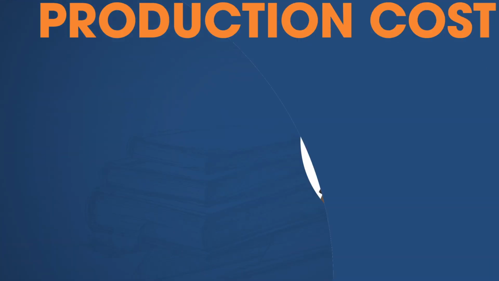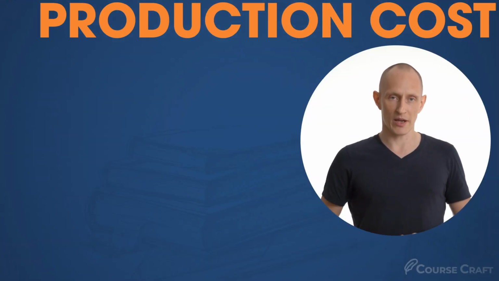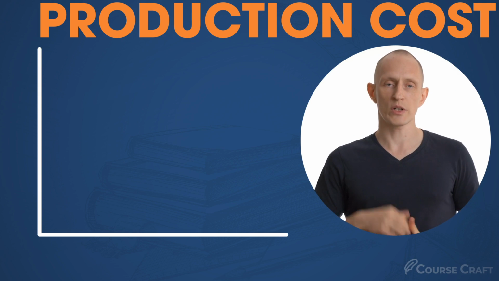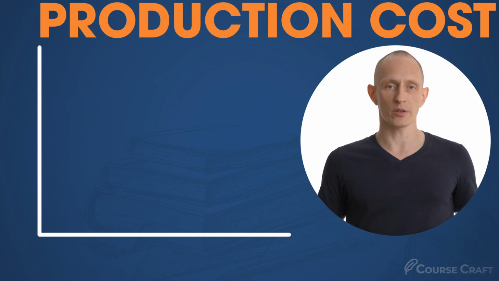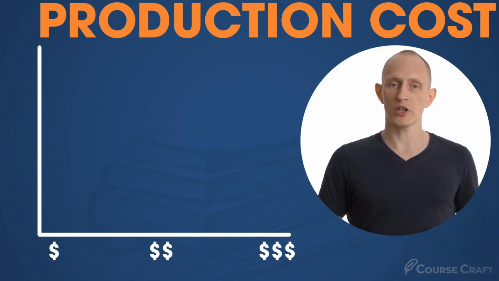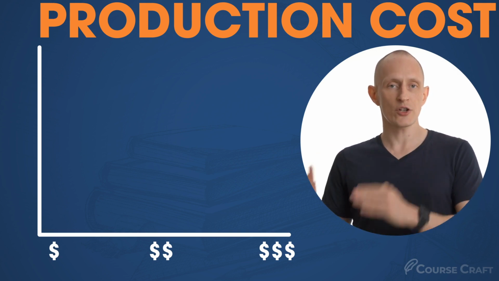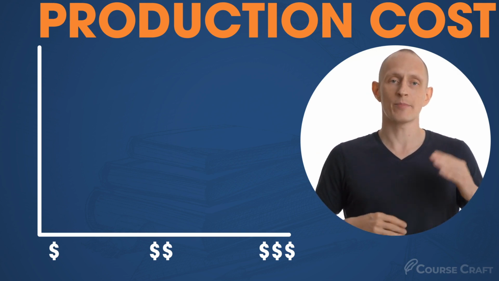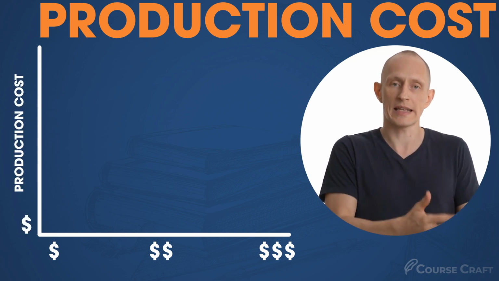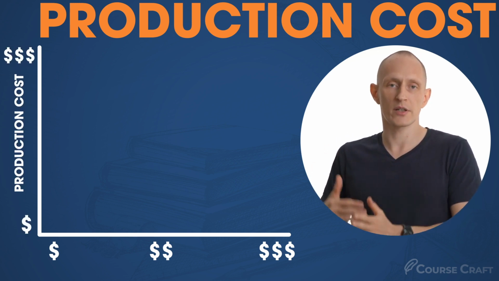Okay, production cost sounds boring, but here's why it matters. Let's look at another graph here. Once again, we have at the bottom prices going from very cheap to very expensive. And now we're looking at the relationship between these prices and the amount of production cost it takes to make a product of that price level.